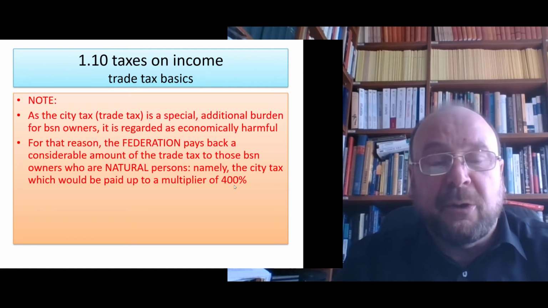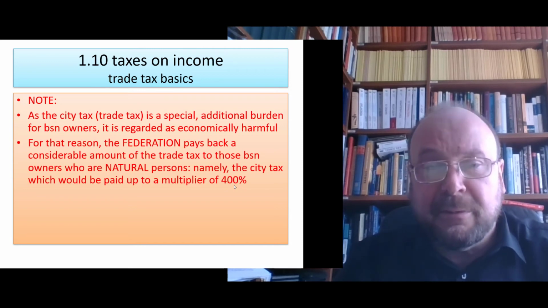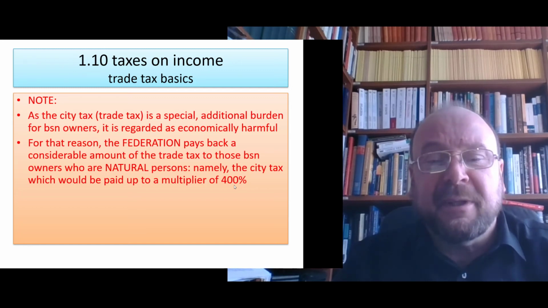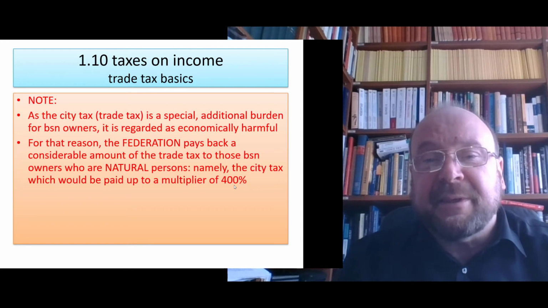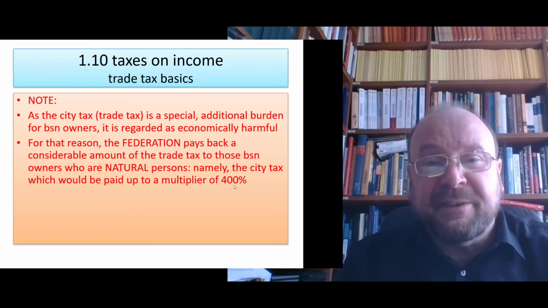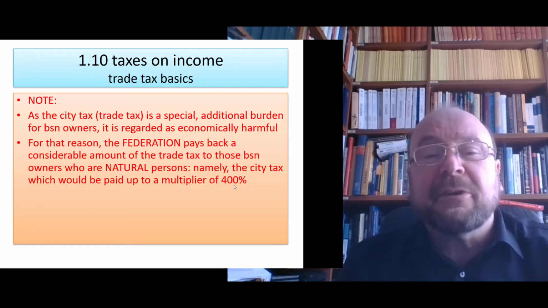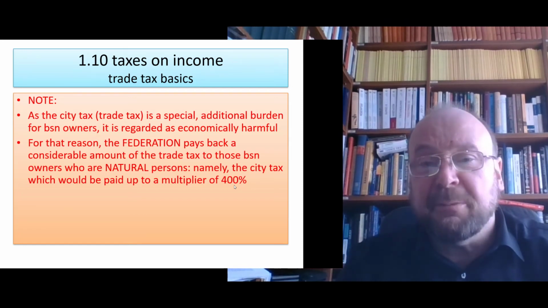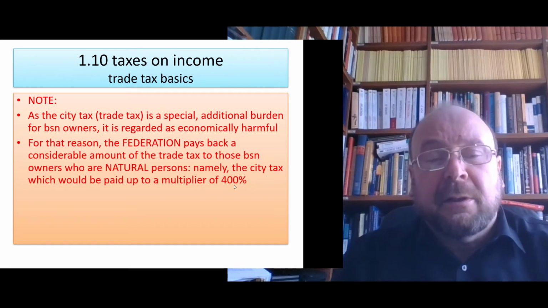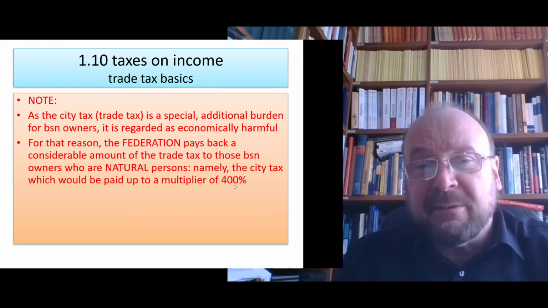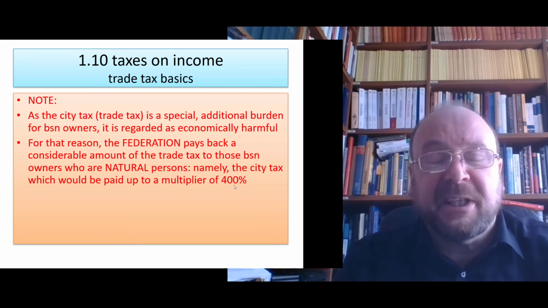First, they only refund, or credit, is better, the trade tax payment to the income tax burden up to a trade tax rate of 400%. So if a city increases its rate over what is the average rate at the moment claimed by German cities, then the city citizens, the inhabitants, have to pay that on their own. That is not refunded or credited by the federation anymore.